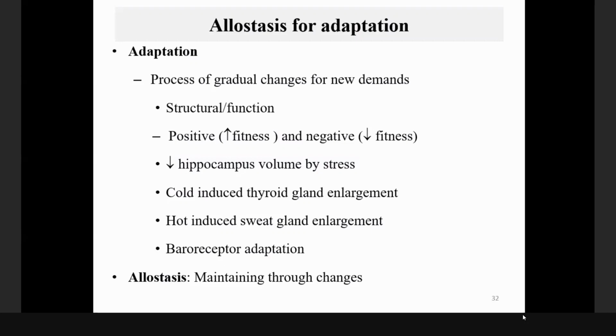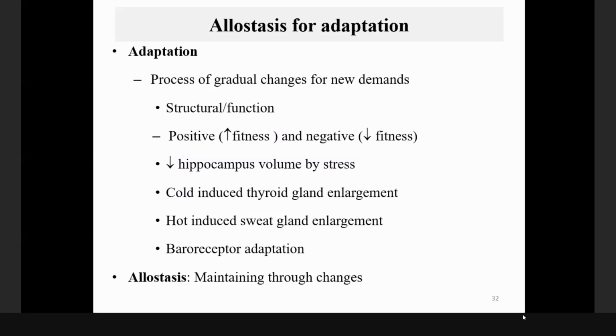Or for instance, if you are exposed to a stressor chronically, the hippocampus volume is going to reduce. That's a kind of negative change, called maladaptation. So the ability to form memory is reduced by chronic stress. A subject with chronic stress may have problems in learning and memory.